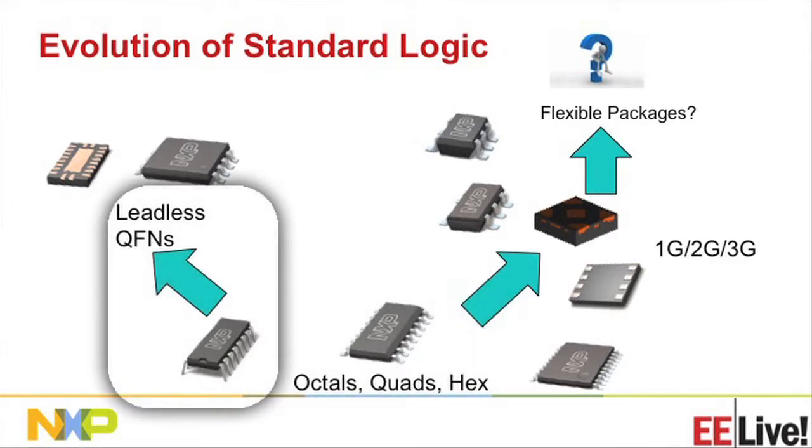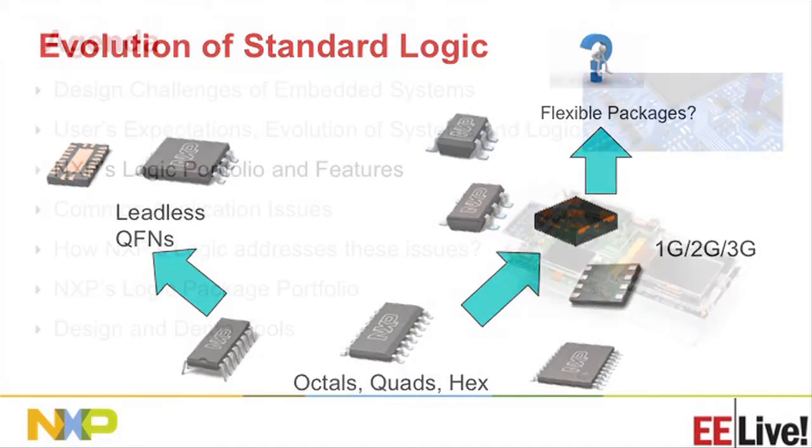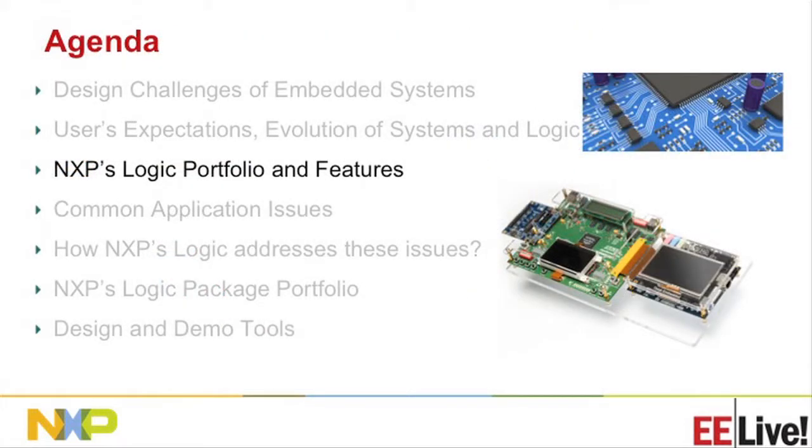Another trend is to keep the bigger pin count packages and more functions still on a single package, but move into QFNs. This is again the leadless packages with a bigger pitch and thinner in terms of height. If we look at NXP's portfolio and features, we have logic families for pretty much all the popular nodes in the system. So we go up to 15 volts.